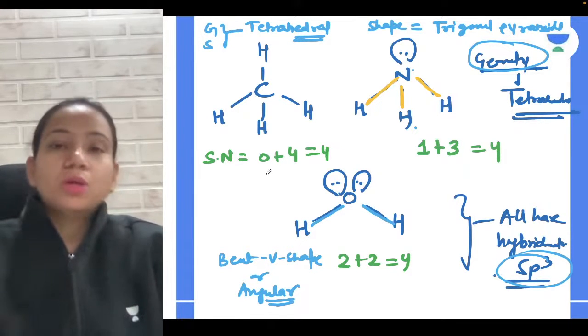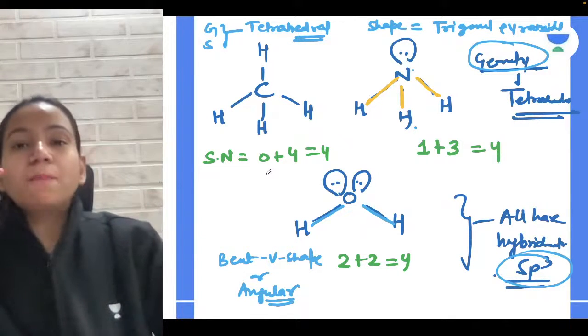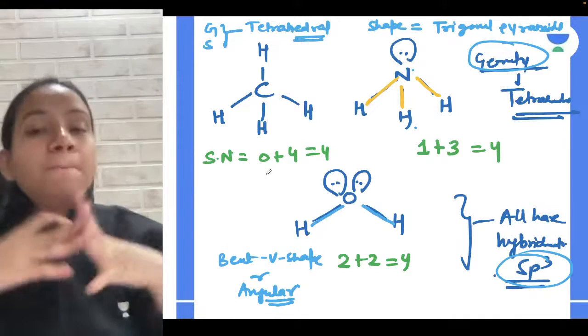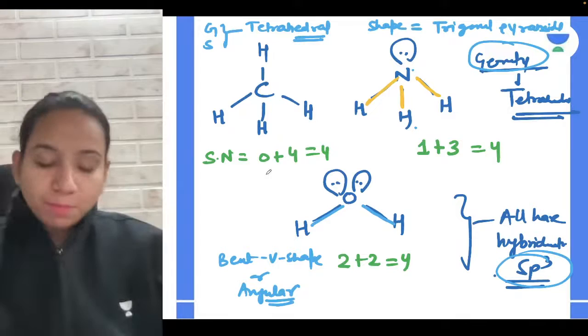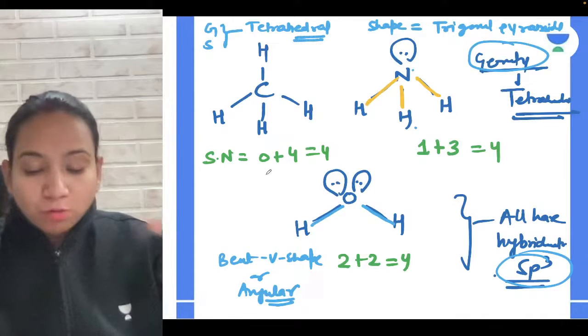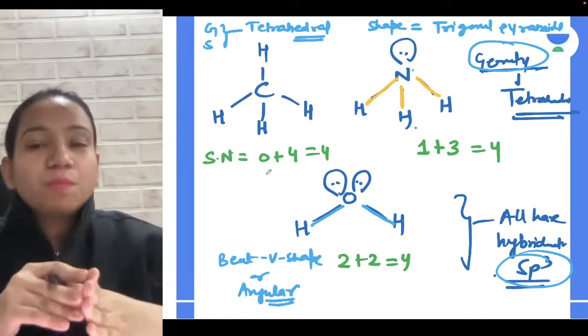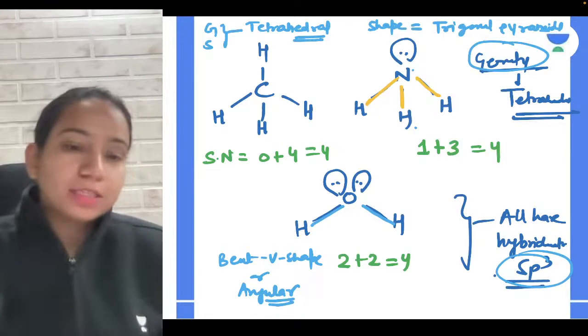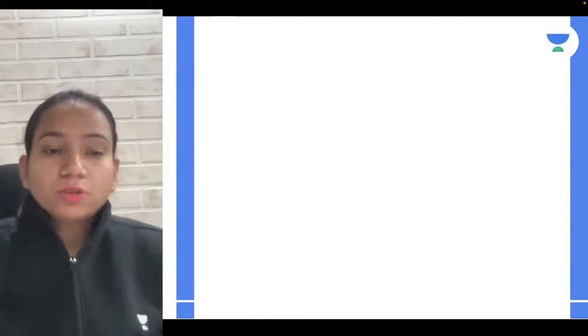You just have to know that for a particular steric number, the geometry and hybridization are fixed, but bond angle and shape can vary. And how do we find it out? We find the shape out with the help of VSEPR theory. Very good, guys. So that's what we have discussed.